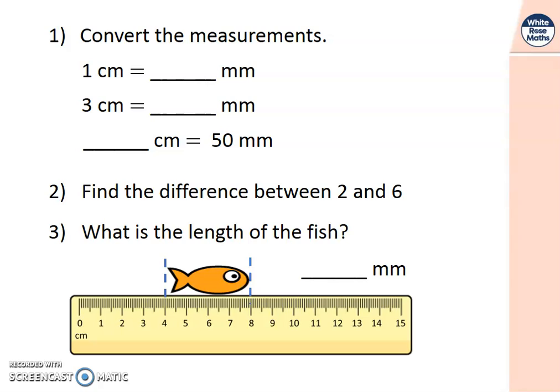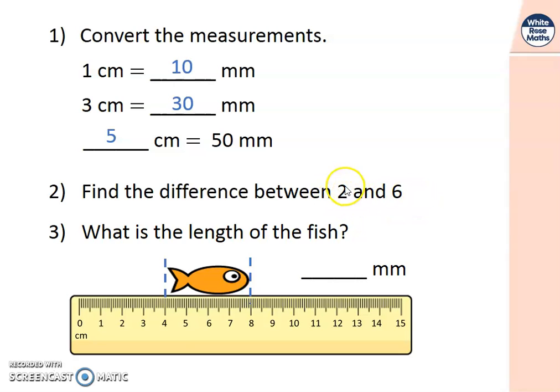1 centimetre is the same as how many millimetres? 10 millimetres. So 3 centimetres is the same as how many millimetres? We've got 3 of those 10s, so it's 30 millimetres. And I'm telling you the millimetres this time, 50 millimetres. How many centimetres? That's 5 centimetres.